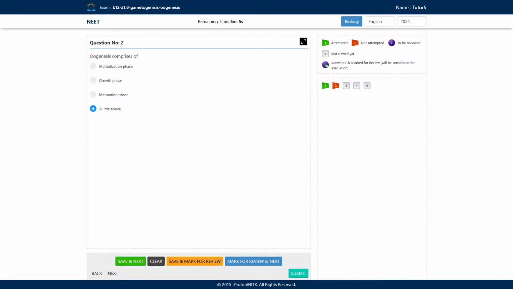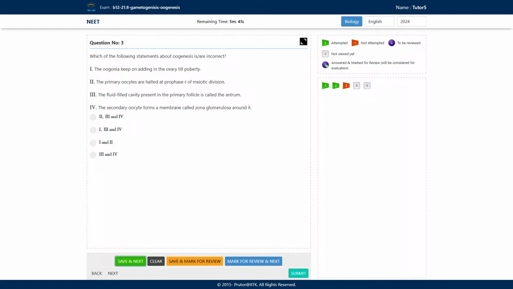Then what happens in the growth phase? These oogonia differentiate into primary oocyte. And then what happens in the maturation phase? The primary oocyte complete their first meiotic division, they form secondary oocyte, and secondary oocyte will form the ovum. Clear? So all of the above means option number D is the correct answer here.